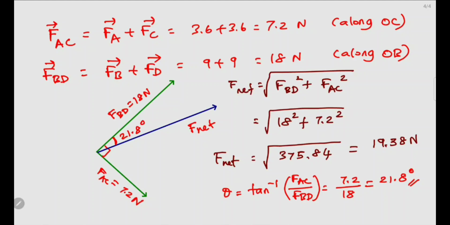And I've also found the angle. So tan inverse of Ry by Rx, usually you do. So I'm taking this as Y component, so 7.2 by 18. From the base, I'm taking 18 as base. So from 18 Newton vector at 21.8 degree, the resultant F net will be placed.